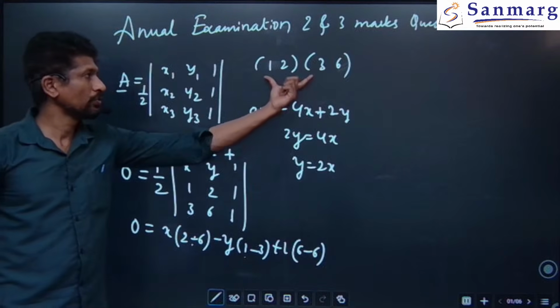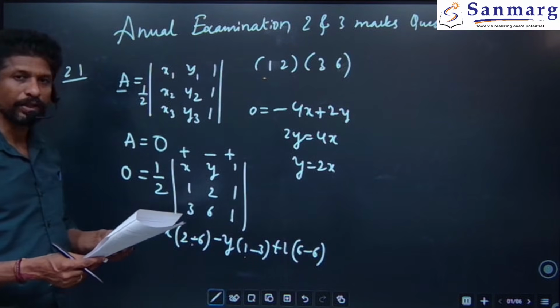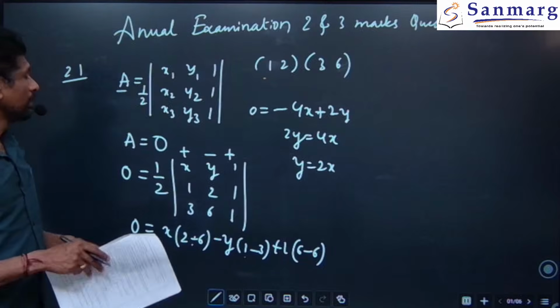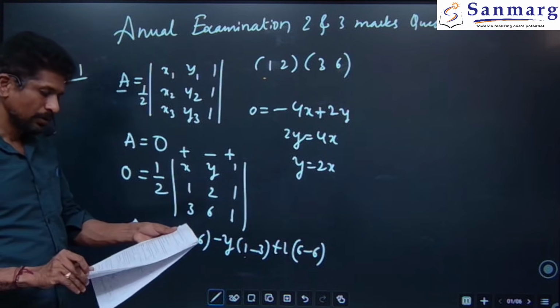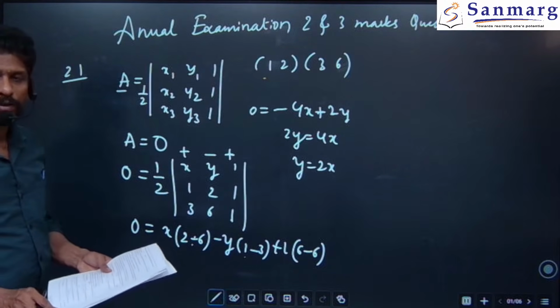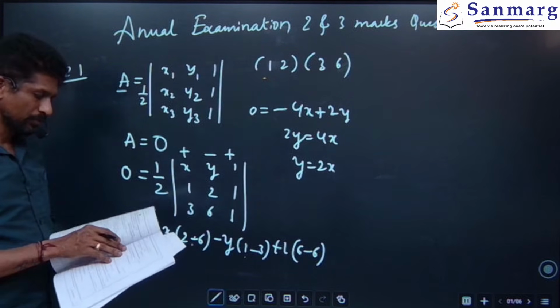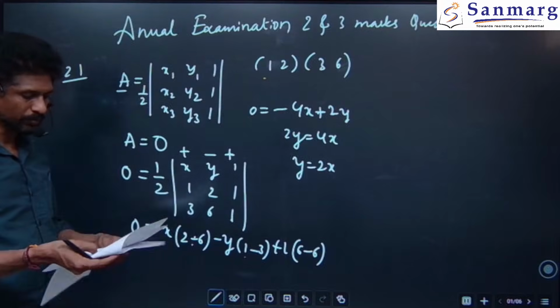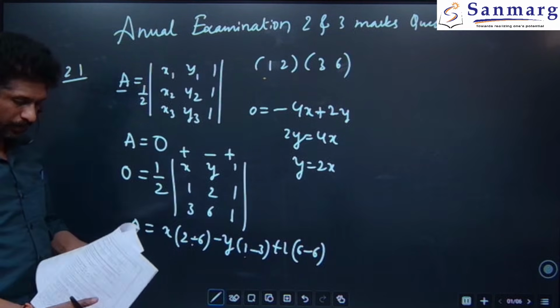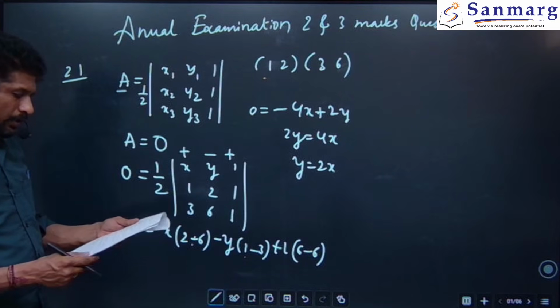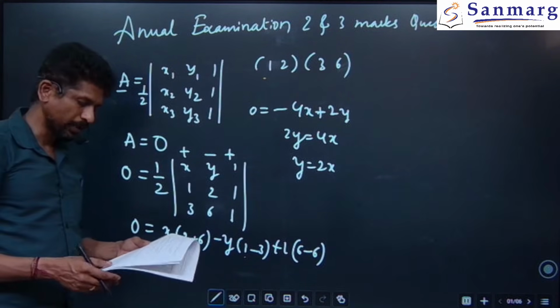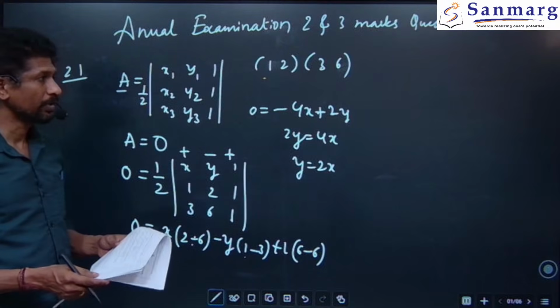By using these 2 vertices, you have to find the equation of the line. This way the 21st question will be there for your syllabus. The same thing I will take in another model question paper, the same question in Part B itself. Here they have given 3 vertices. By using the 3 vertices, you have to find the area of the triangle.